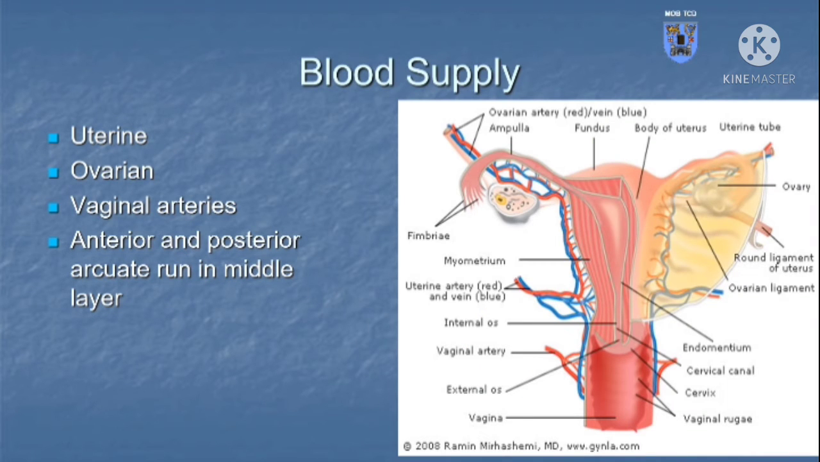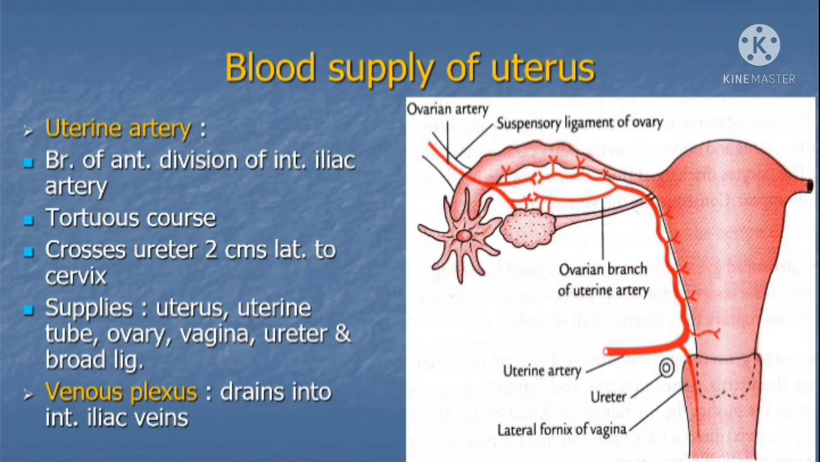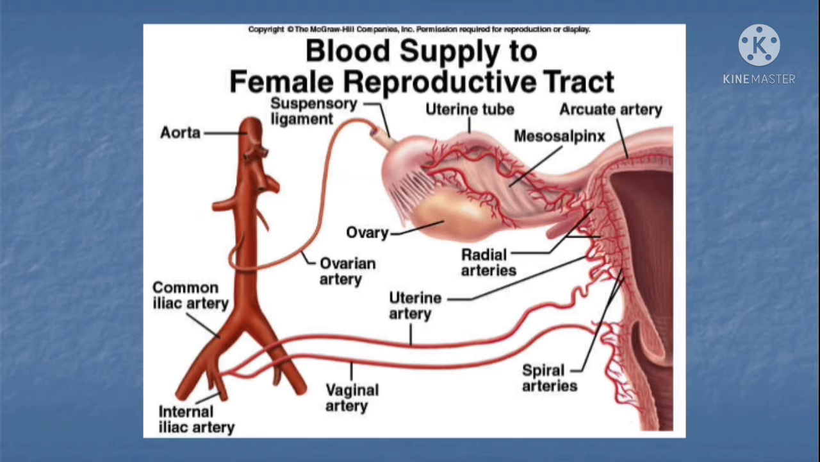The blood supply of the uterus is from the uterine artery, ovarian artery and the vaginal arteries. They form the anterior and posterior arcuate arteries which run in the myometrial layer. The uterine artery is a branch of the anterior division of the internal iliac artery. It has a tortuous course and crosses the ureter 2 cm lateral to the cervix. It is an important surgical landmark.